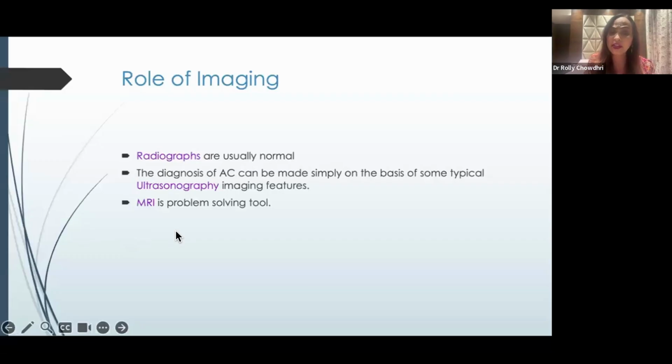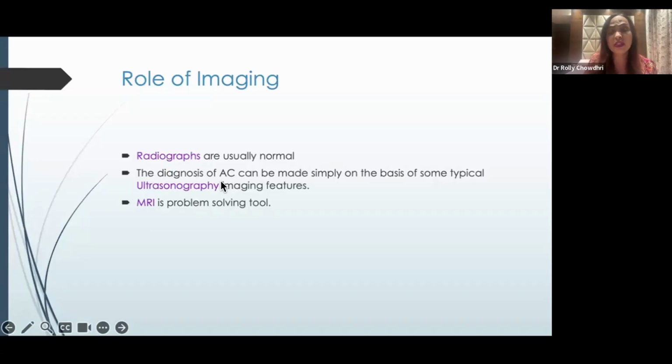But we see so many patients, and I have found that ultrasound really plays a role. On the basis of some simple ultrasound signs, it aids in diagnosis, and radiographs are usually normal. Another advantage of ultrasound is that it rules out other causes of shoulder pain. Then MRI is a problem-solving tool. But as always said, ultrasonography is very patient friendly, rapidly available, and affordable.